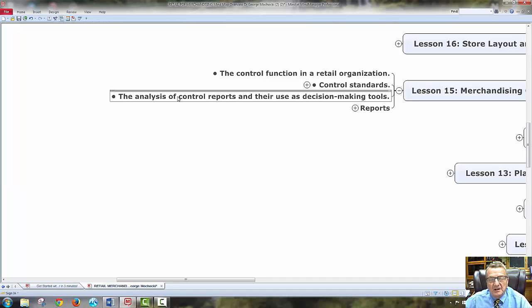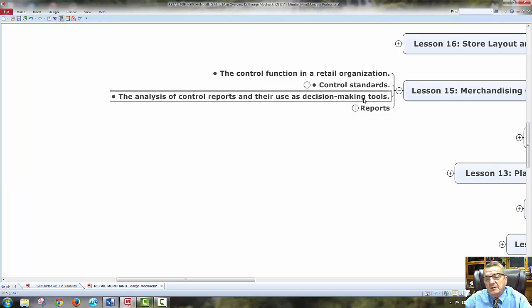Analyzing control reports and using them as a decision tool. All these reports, everything else I analyze, doesn't do anything good unless I decide how much floor space I need. What do I put in the shelving? Can I put in higher shelving? Will people have a harder time getting to it?